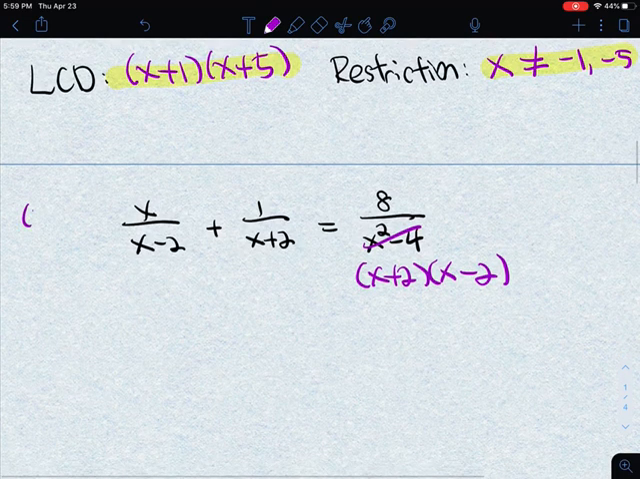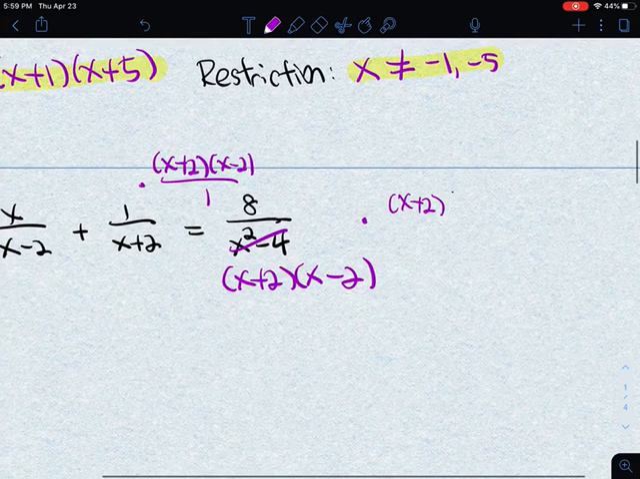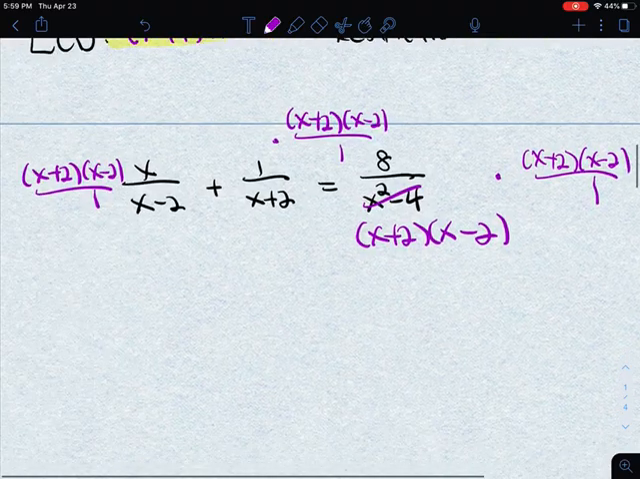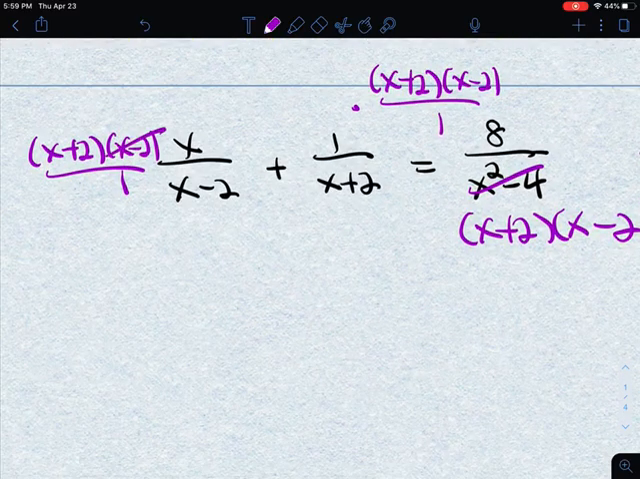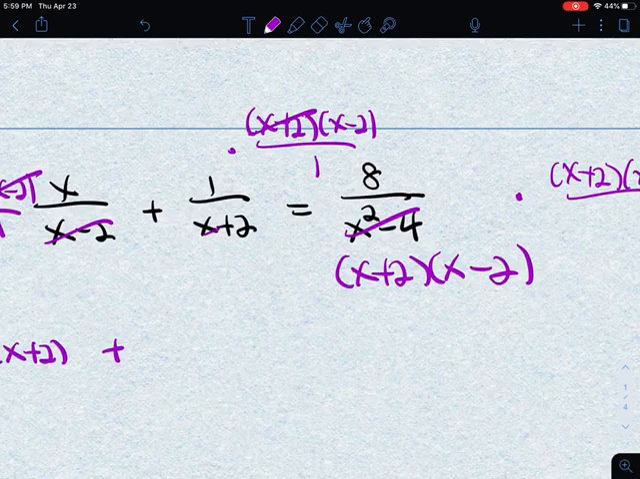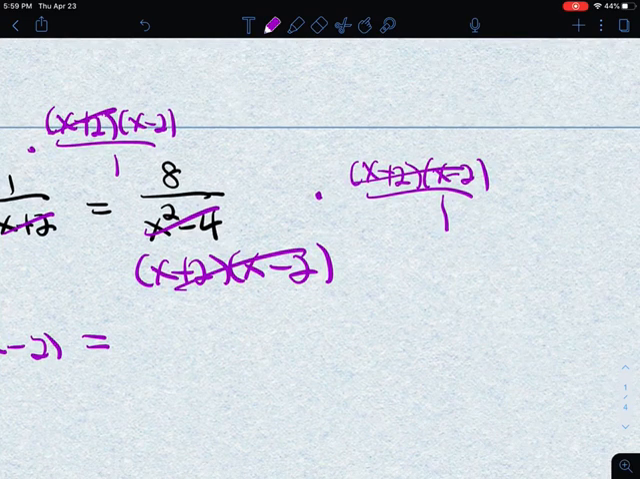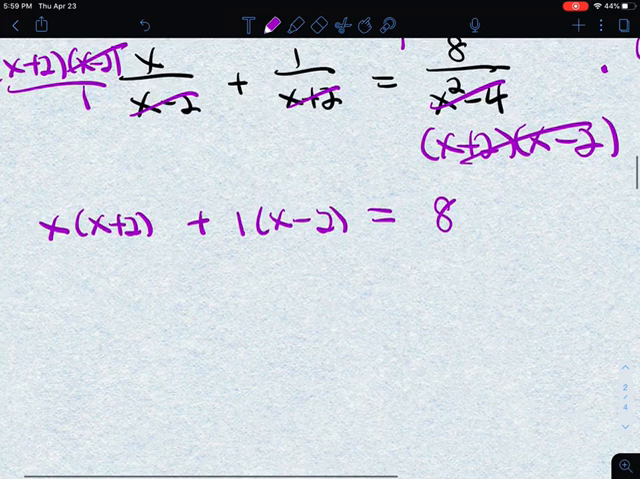Step 3 is multiply everything by my LCD. So let's go ahead and do that over here, and then in the middle as well, and then in the end. All right, so let's go ahead and simplify a few things. So over here, I can cross off the x minus 2's, and then I'm left with x times x plus 2, plus, in the middle, I can cancel all the x plus 2's. I'm left with 1 times x minus 2. And then at the end, I can cancel these all out because they're the same. I'm just left with 8.